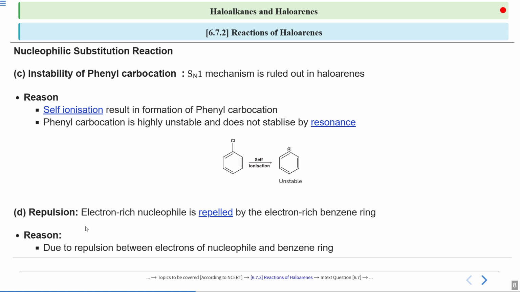Okay, so the benzene ring is electron rich, and the nucleophile which is coming to attack it is also electron rich, and due to electrons on both sides, we have a repulsion force in between. Due to the repulsion between the electrons of the nucleophile and the benzene ring, this repulsion factor arises, and this is one of the factors due to which haloarenes show lesser reactivity towards the nucleophilic substitution reaction.